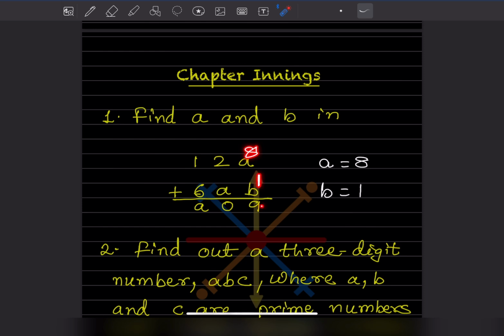So this is going to be 9 because here is 0. Now this will be 8, so this will be 10. And again this 2 and 6, this is going to be 8. So that works. So A is 8, B is 1.